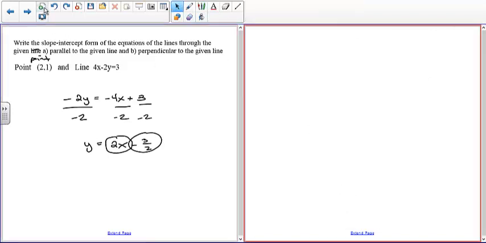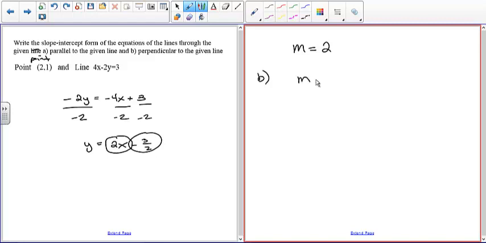Okay, the next one, we already know the slope is 2 for the original line. So for part B, the slope of any perpendicular line is going to be -1 divided by 2. So there's two ways you can think about it. Reciprocal is 1 over the number, or you can think of this as 2 over 1. So for the reciprocal, you just switch the numerator 1 to the denominator and the numerator to the denominator. So that's my slope, and my point's the same as the previous problem.